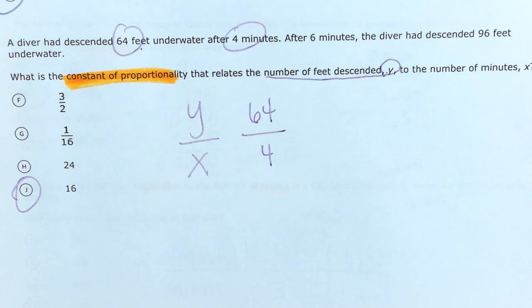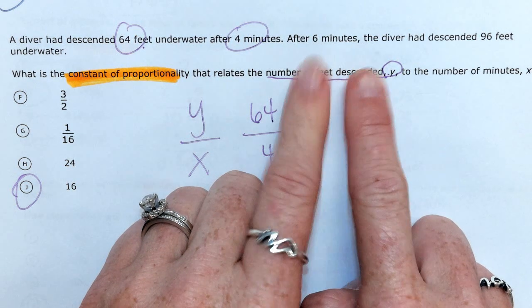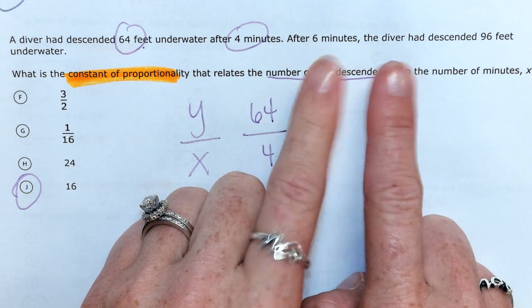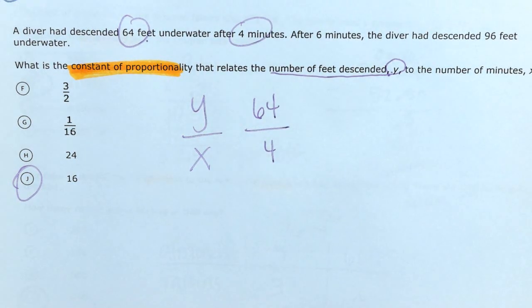If you picked 1 over 16, you thought you could pick your own Y, and you don't get to do that. It specifically said Y is the number of feet descended. It says I picked D. Then you got it right. Oh, no, it says I picked B. My bad. Yeah, if you picked B, then it's G. It just prints a little different when I print the test. So you did X over Y. You see the difference? You did 4 over 64. That's actually 1/16. Yeah. Got it.